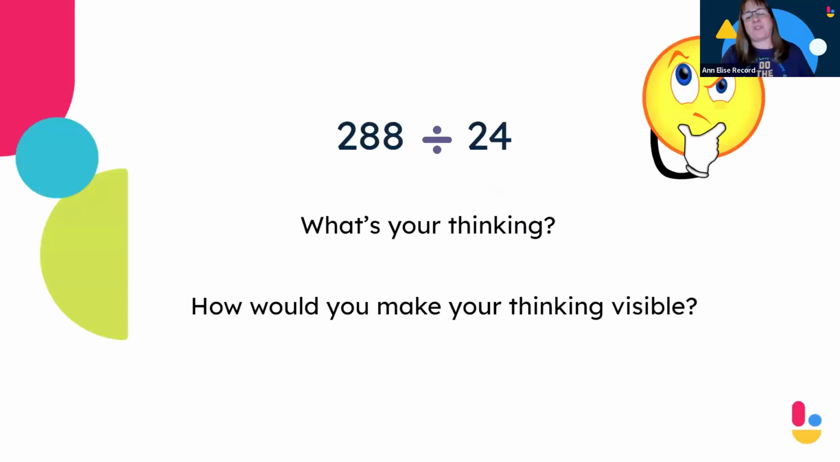And the other piece of the story is the calculation of getting an answer. So I'd like you to think about 288 divided by 24. I'd like you to try to do that mentally. And I also want you to think about how you would make your thinking visible. So what was your thinking to figure out the answer, and how could you make your thinking visible? Two pieces of this part to it.